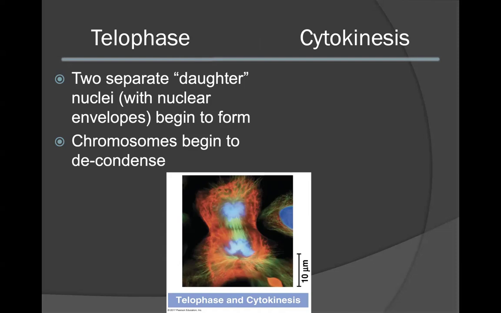The chromosomes will start to unwind and go back to chromatin form, and you're going to have the formation of the nuclear envelope to help protect that DNA.